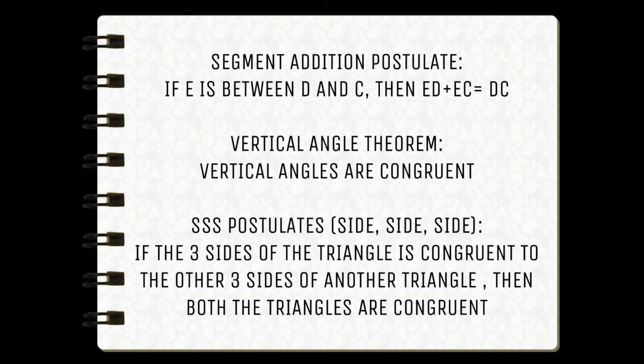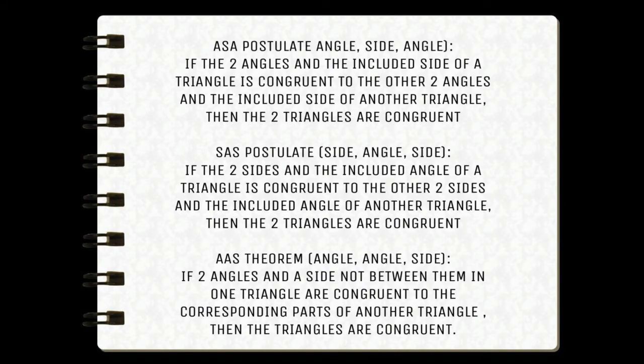SSS postulate: if the three sides of a triangle are congruent to the three sides of another triangle, then both triangles are congruent. ASA postulate: if two angles and the included side of a triangle are congruent to two angles and the included side of another triangle, then the two triangles are congruent.